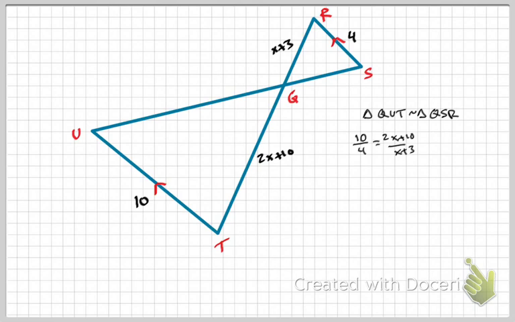And again, because these triangles are similar, they're similar because we have vertical and you have alternate interior, angle, angle, that makes them now proportional. So I can cross multiply 10x plus 30 equals 8x plus 40. Subtract the 8x, subtract 30, 2x equals 10, so x equals 5.